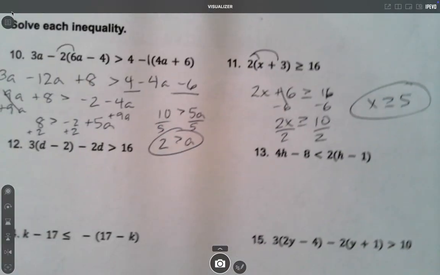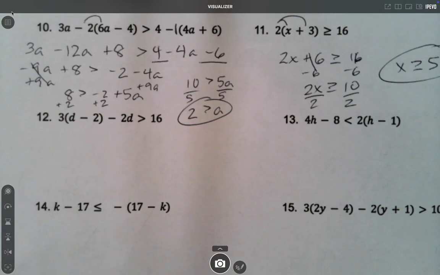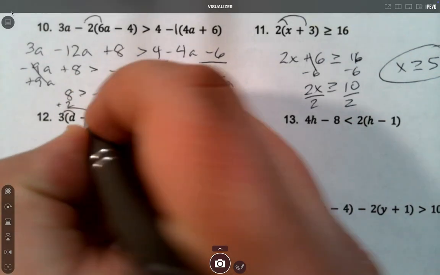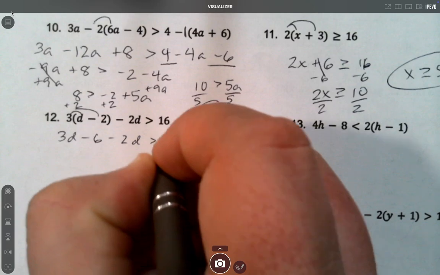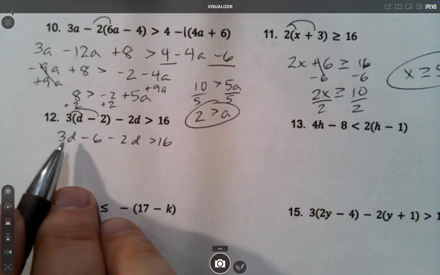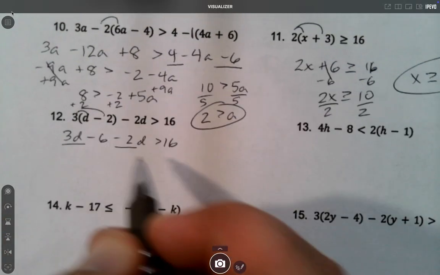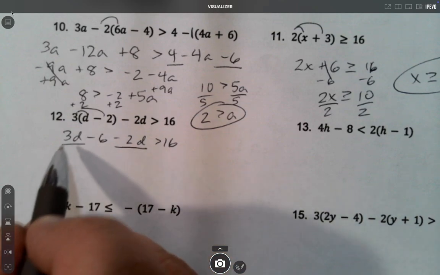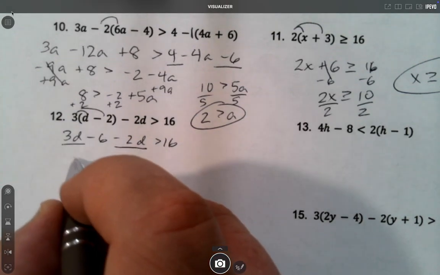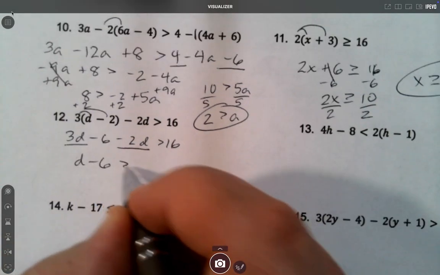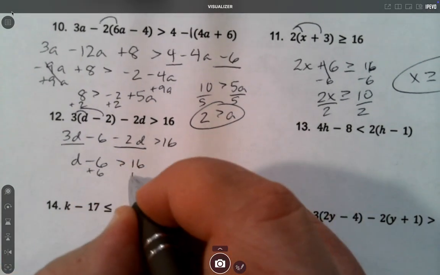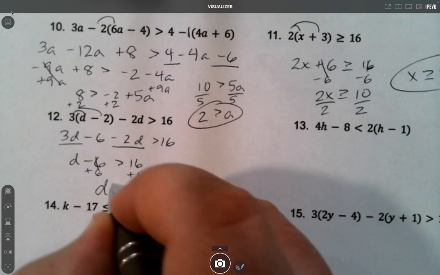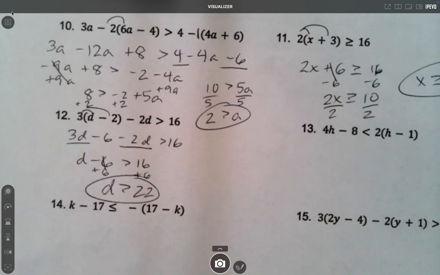So number 12, let me angle this a little differently. There we go. 12 we need to distribute first, so 3 times d and 3 times 2. And on this side, we do have two like terms we can combine. I'm not dividing, I'm just underlining. 3d minus 2d is 1d. And then we just add 6 over and get that d is greater than 22.